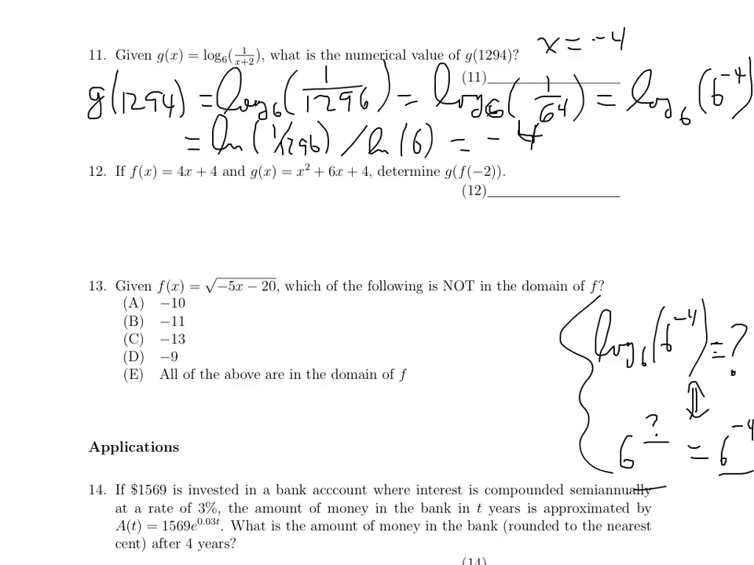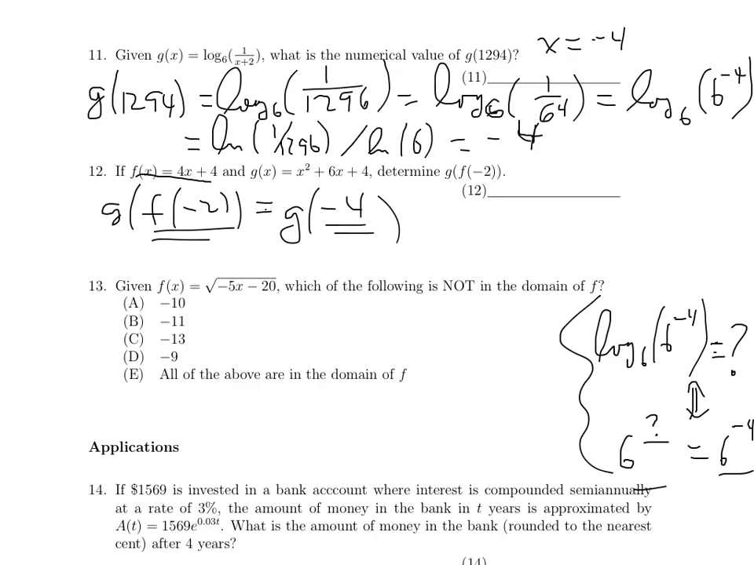Number 12, finally, 12 and 13 finally get to questions that have nothing to do with logs and exponents. This is just simple composition of functions. So don't forget the way we do that is we work inside the parentheses out, and so we first have to figure out what f of negative 2 is. So we follow the f rule for that. So f of negative 2 is 4 times negative 2 plus 4. So it's negative 8 plus 4 is negative 4.